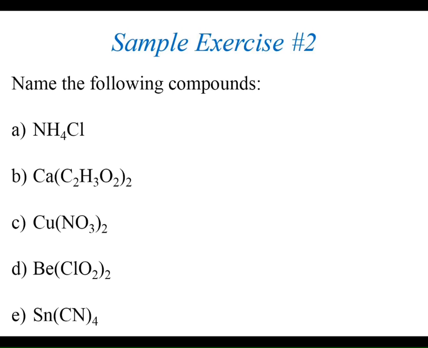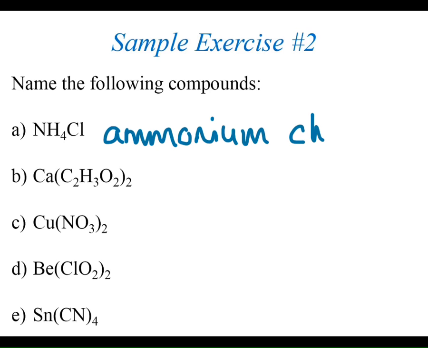NH4Cl. What's the cation in this? Yeah, the cation is the NH4, which is called ammonium. That is one of the polyatomics, so you don't need a Roman numeral, of course, for that. It's not a metal. What's Cl all by its lonesome called when it's an ion? Chloride. Yes, that's because it's a non-metal.